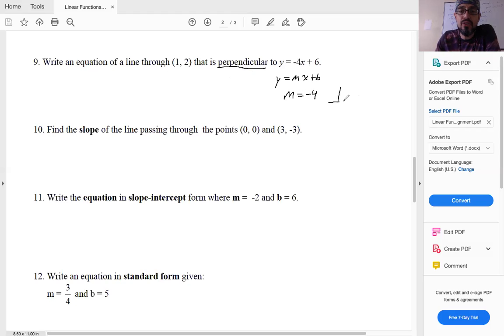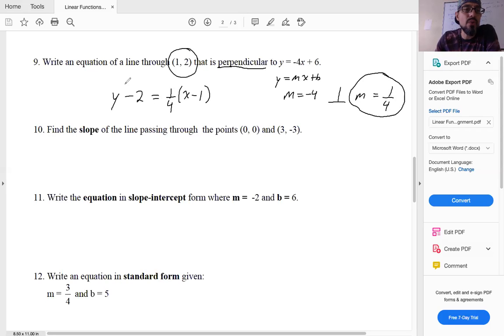The perpendicular slope, if you recall, would be flip it and change the sign, change it to positive 1 over 4. So this is the slope that I want to use then, because it's the perpendicular slope of the line given. This is the point that I want to use, and I'm just going to plug it into the point slope formula: y minus 2 equals 1 over 4 times x minus 1. Now, this question wasn't specific as to what form they wanted the answer in, so this is just fine. Point slope formula, answer is right there, okay?